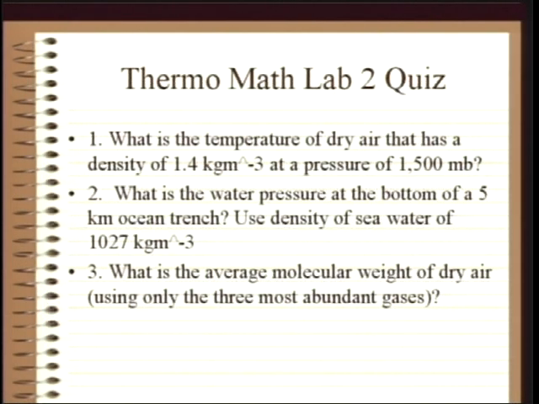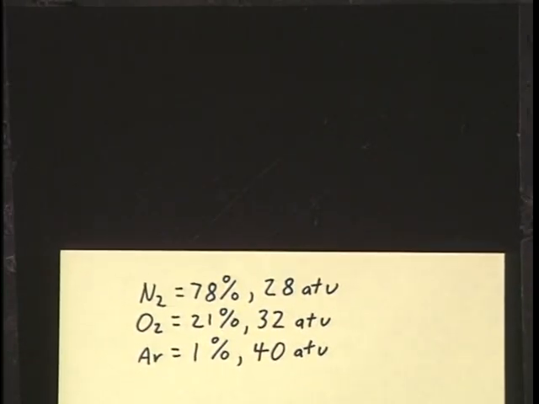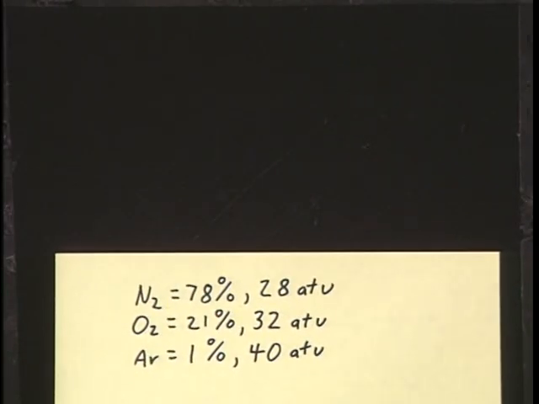And on the overhead, I need to give you some information for number 3. And here is that information that you're going to need. So you're finding the average molecular weight of dry air using only the 3 most abundant gases. And here are the 3 most abundant gases.